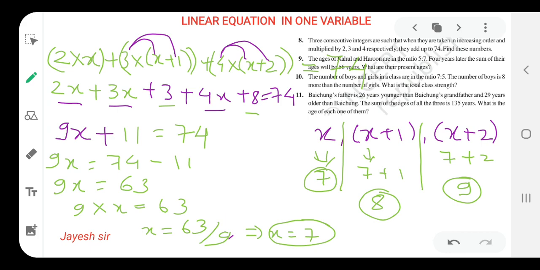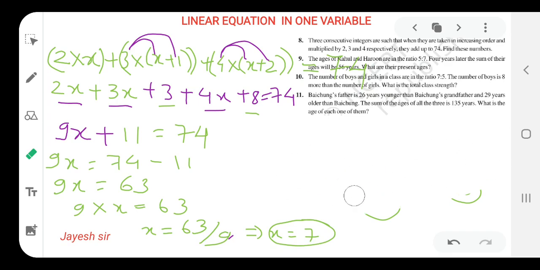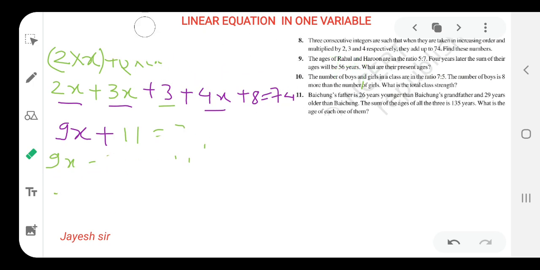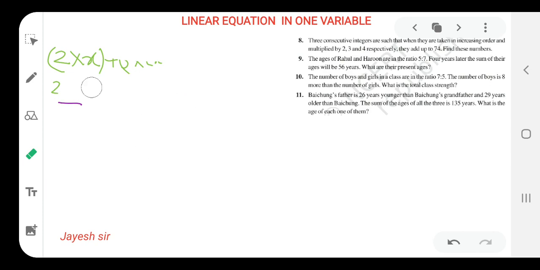That was an easy sum. So let's begin with the second sum for the day. Now if you understood, you can pause the video and try to solve it on your own also, friends. So what is written in the second sum? The ages of Rahul and Harun are in the ratio 5 to 7. Two friends are there, Rahul and Harun. Their ages have the ratio 5 to 7.